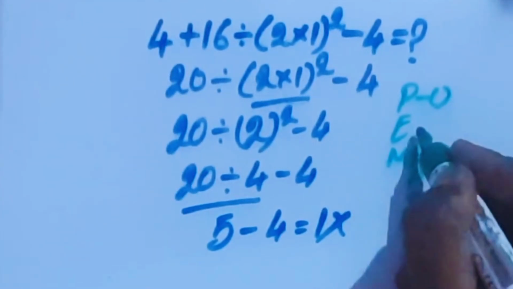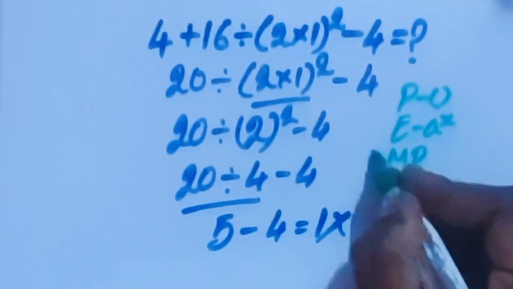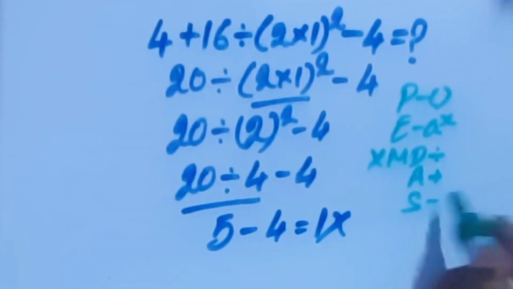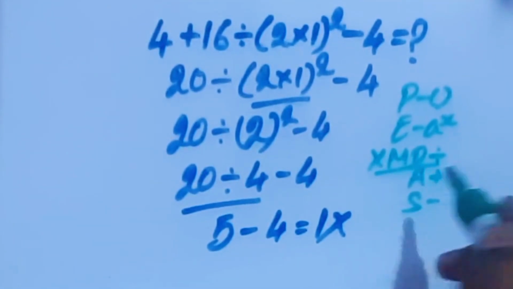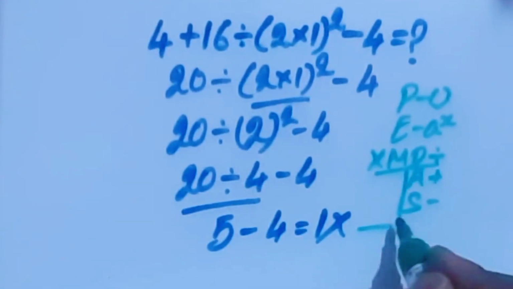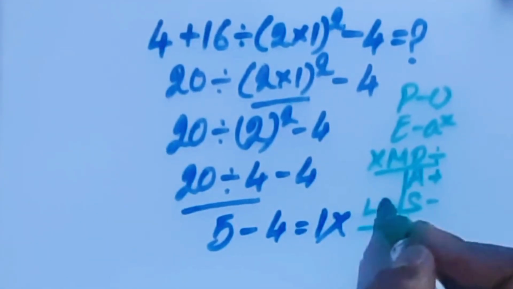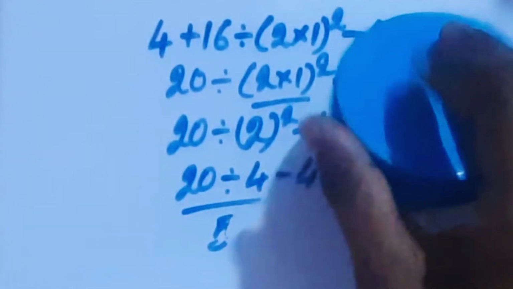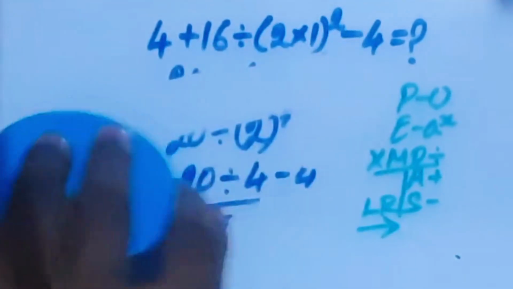This is a bracket, this is the exponent, M stands for multiplication, D stands for division, A stands for addition, S stands for subtraction. Here multiplication and division are equal priority. Also addition and subtraction are equal priority. For this equal priority, we are going to introduce another rule called left to right in the problem. Now we are going to solve this problem in the correct way by using this order of operations PEMDAS.